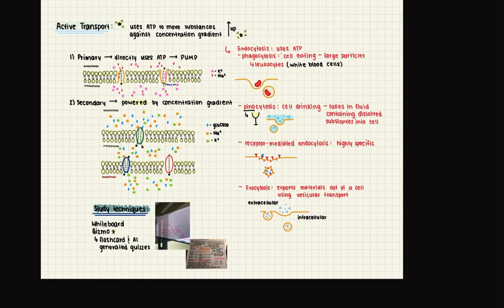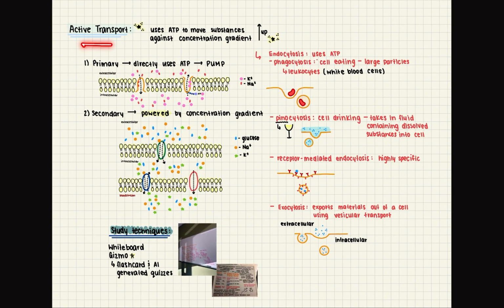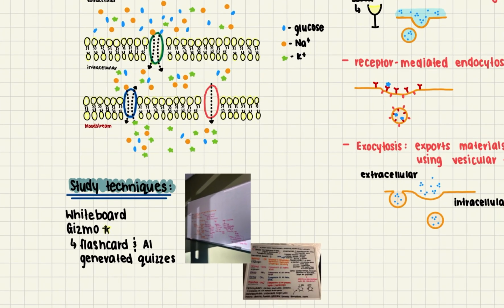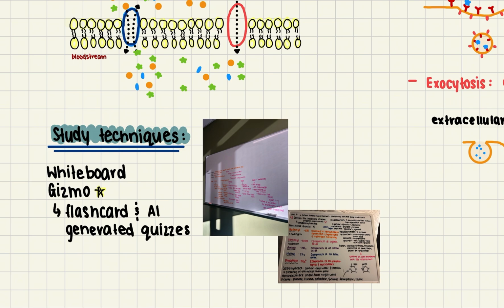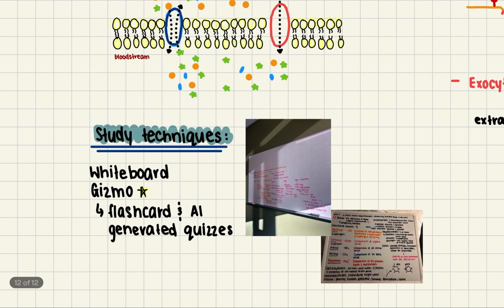To summarize everything, active transport uses ATP to move substances against their concentration gradient. Primary transport uses ATP directly. Secondary transport uses stored gradient energy. Endocytosis brings material into the cell. Exocytosis brings material out of the cell. I hope that was all very helpful to explain active transport. And then I'll just go into my study techniques.